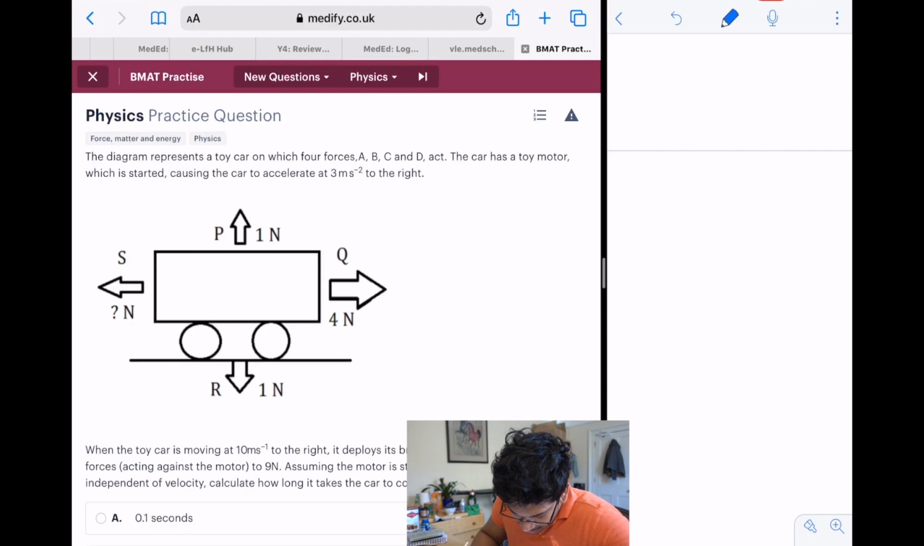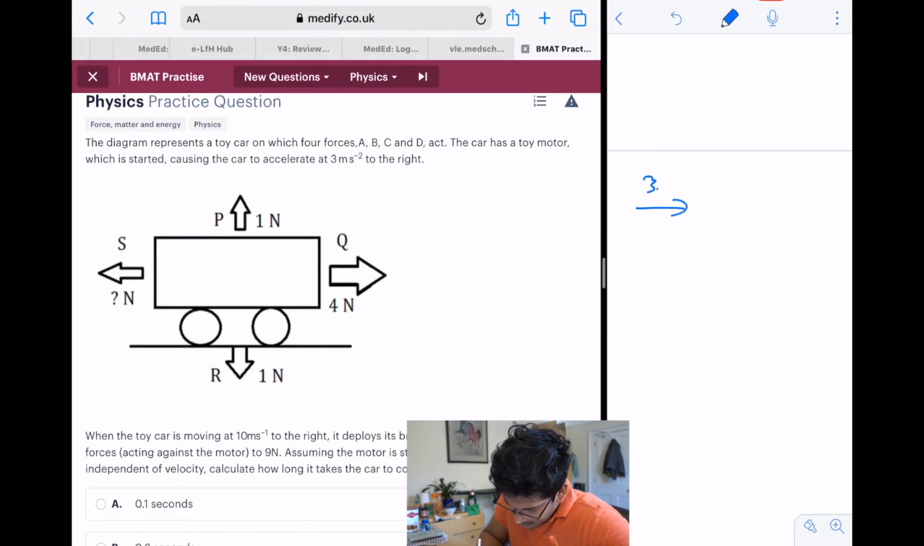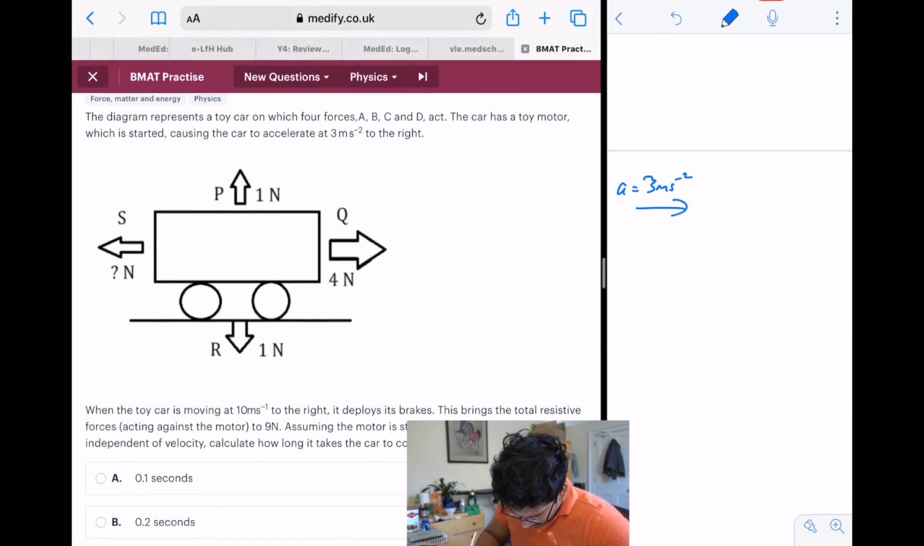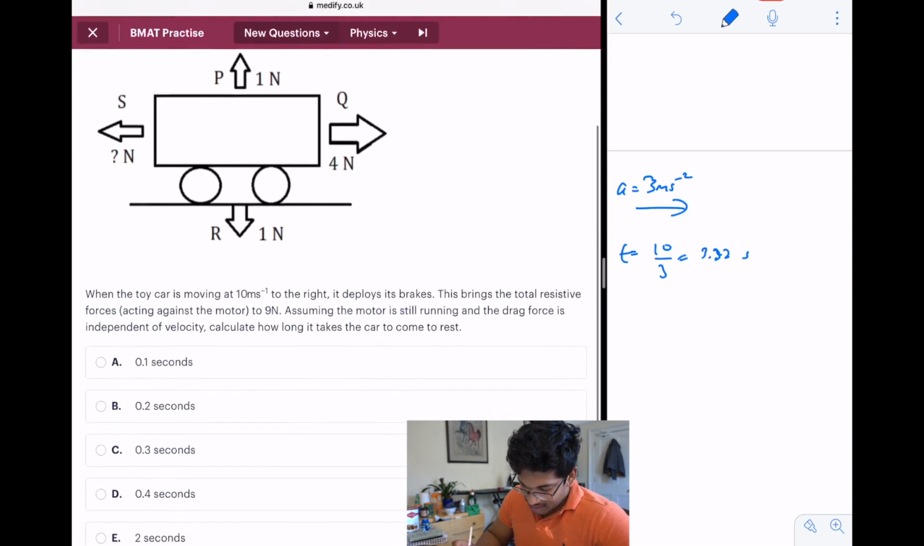Cool. Okay, toy car, 4 forces. Toy motor, great. Accelerates at 3 meters per second squared. Okay, cool. A equals that. And the toy is moving at 10 meters per second to the right. Great. So the time would be 10 over 3, which is equal to 3.3333 seconds. It deploys the brakes. This brings the total resistive forces to 9 newtons. Assume the motor is running and the drag force is independent of velocity. Calculate how long it takes the car to come to rest.